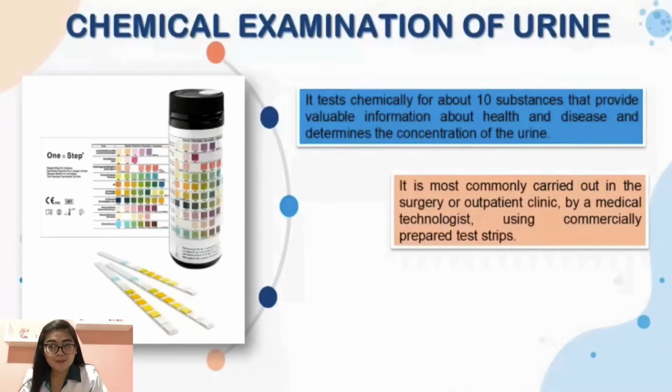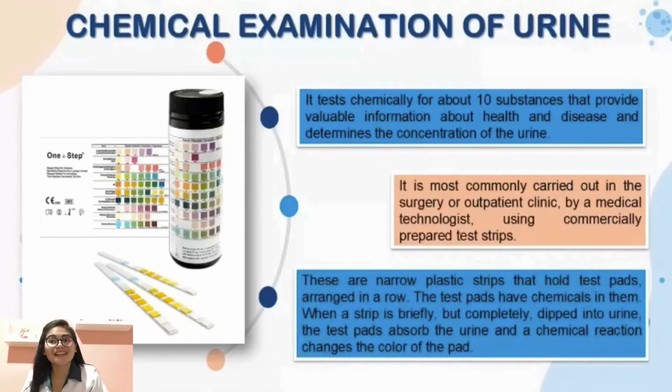These test strips are narrow plastic strips that hold test pads arranged in a row. The test pads have chemicals in them. When a strip is briefly but completely dipped into urine, the test pads absorb the urine and a chemical reaction changes the color of the pad.